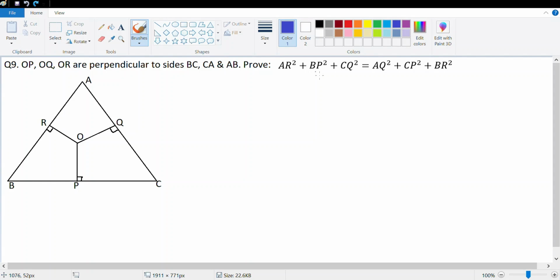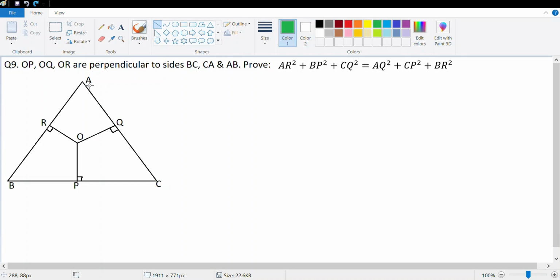Hi guys, let's look at the next question. The next question that we do is question number 9. It says OP, OQ and OR are perpendiculars to sides BC, CA and AB. We need to prove AR square plus BP square. Okay, so I can't see any right angle triangles here.